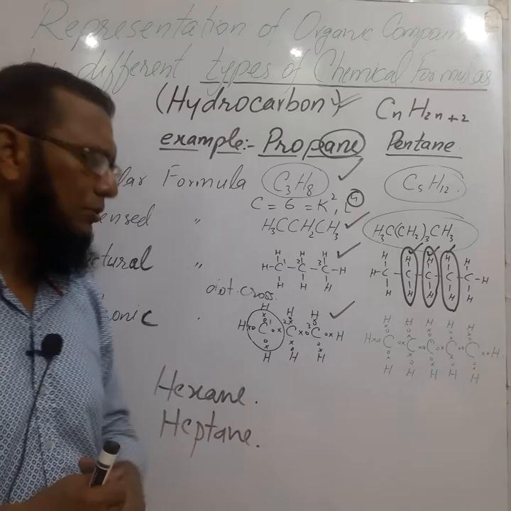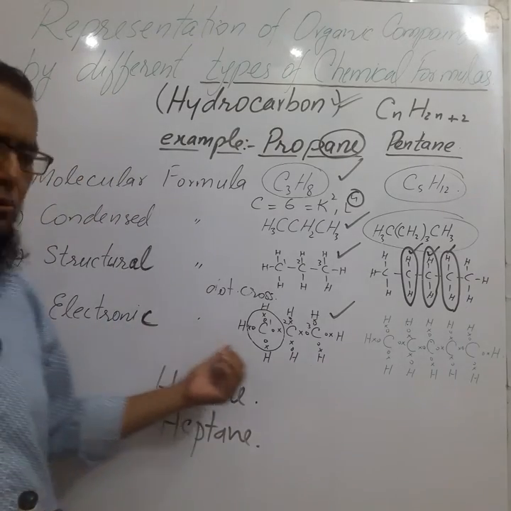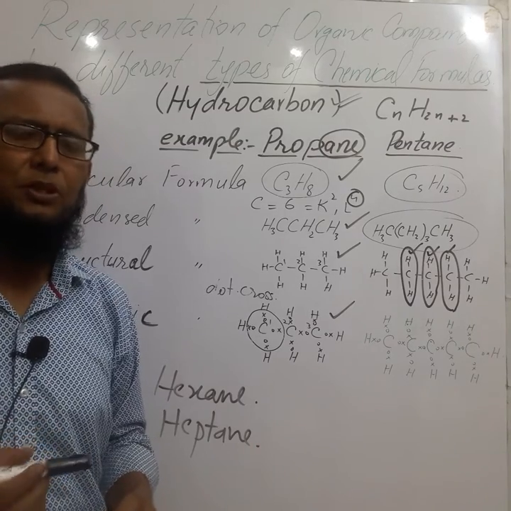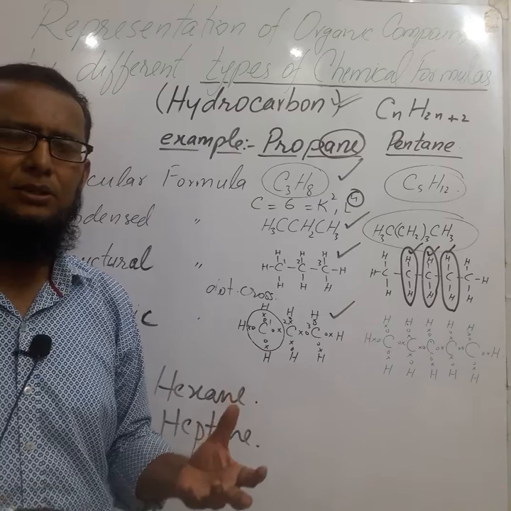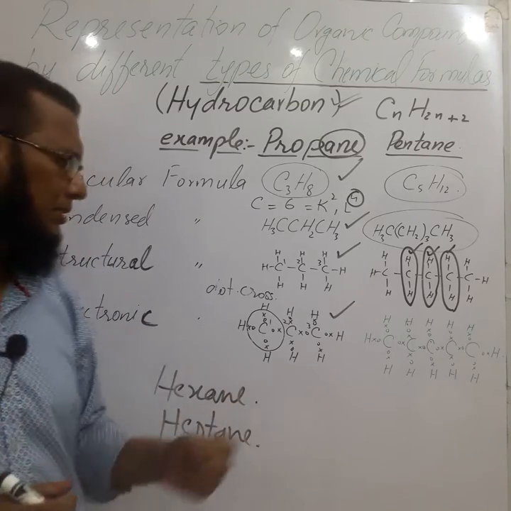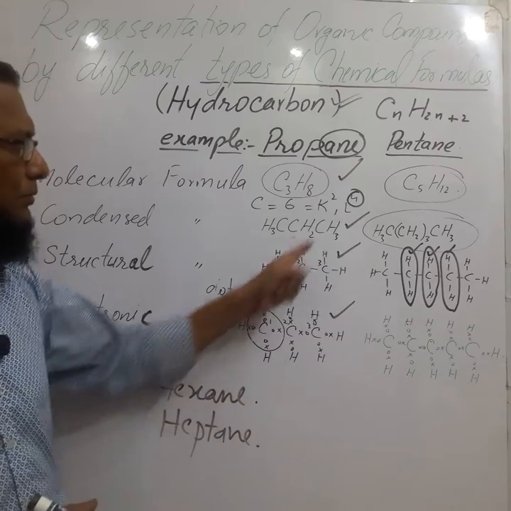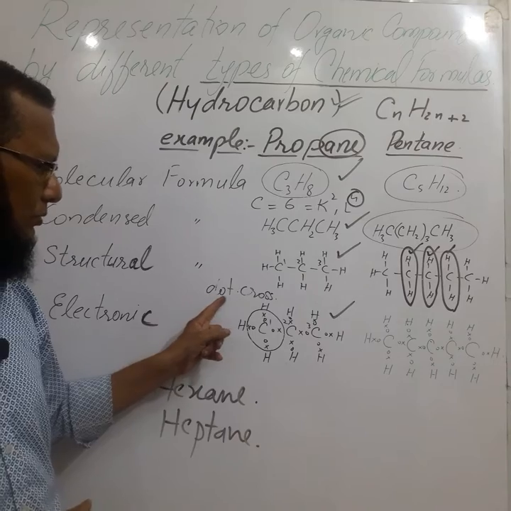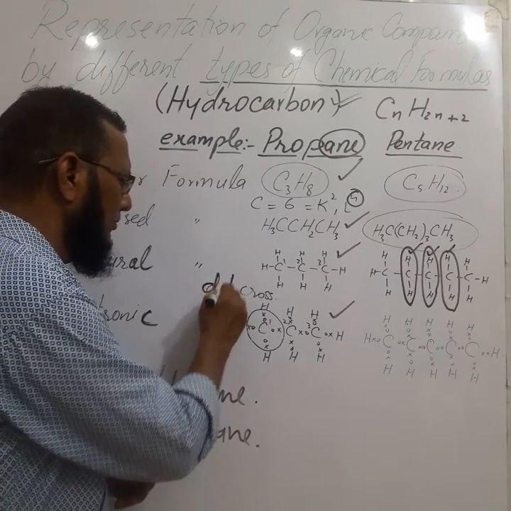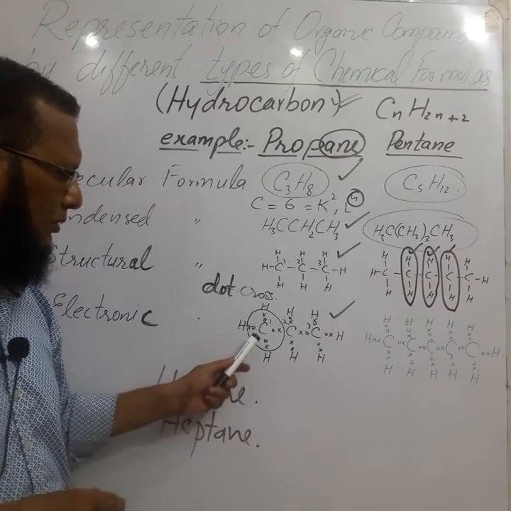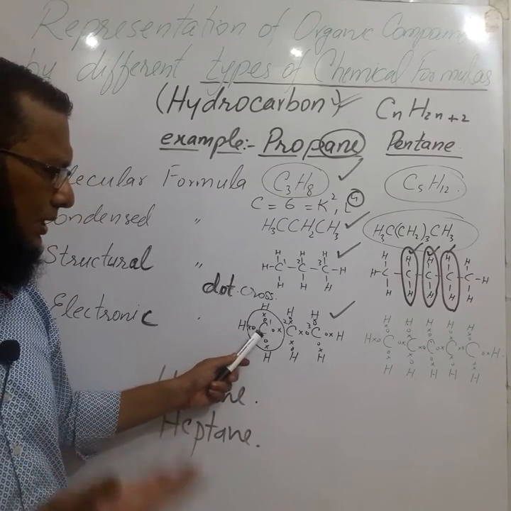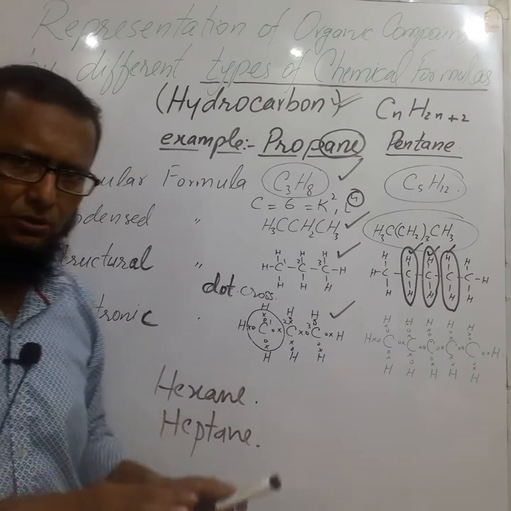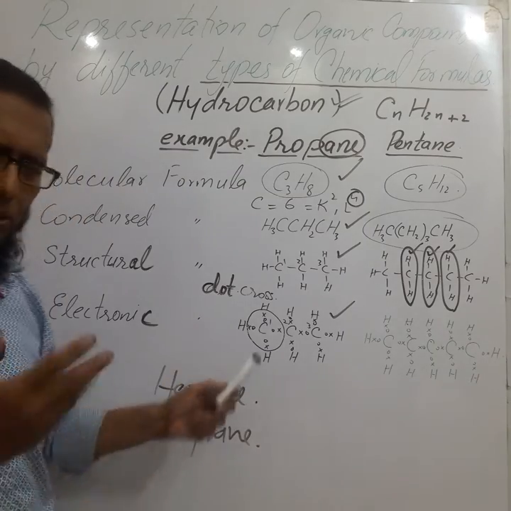Now the electronic formula. Electronic means the formula which shows the electronic configuration, or the shared pairs of electrons, between the atoms. Look here, carbon has 4 electrons in its valence shell: 1, 2, 3, 4. It's also called the dot cross formula. The dot shows the electrons of carbon and the cross shows the electrons of hydrogen. Both are nothing but electrons.